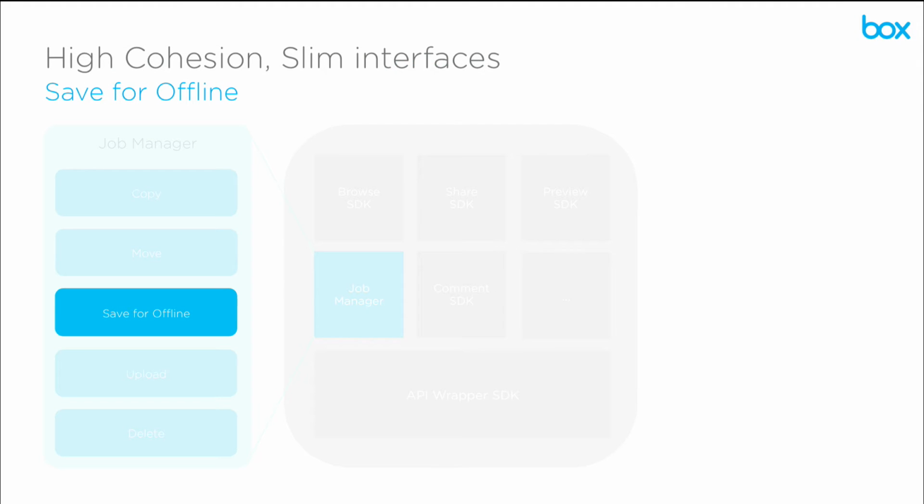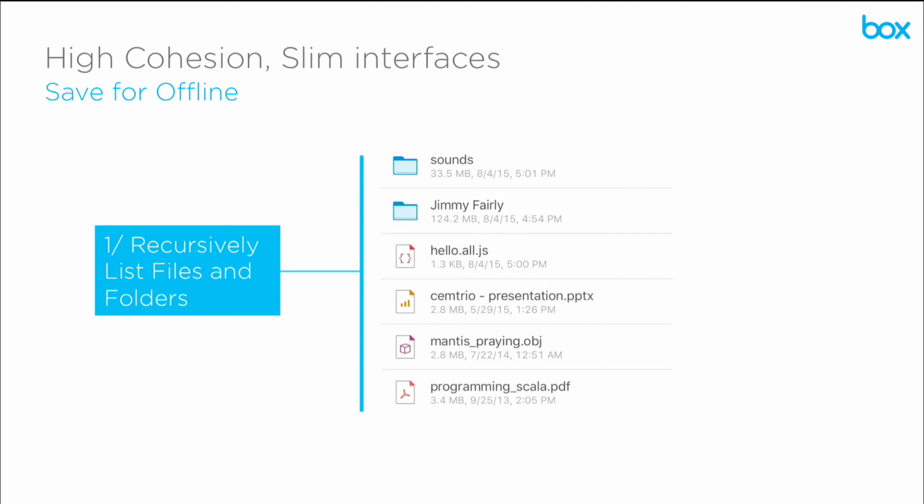And save for offline is a pretty advanced feature in the Box app, because it allows you not only to save individual files, but also to save for offline a whole hierarchy of folders and subfolders. So really what the job manager does is recursively list all the files and folders that you need to synchronize. And you need to think about all the edge cases, like for example, when you're backgrounding the app and resuming, and because it's a long-running task, your folder hierarchy may change while you're synchronizing. So there's a lot of complexity here to deal with all these edge cases.